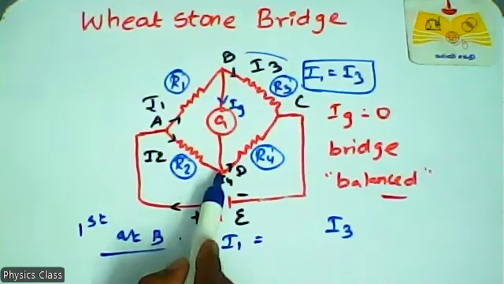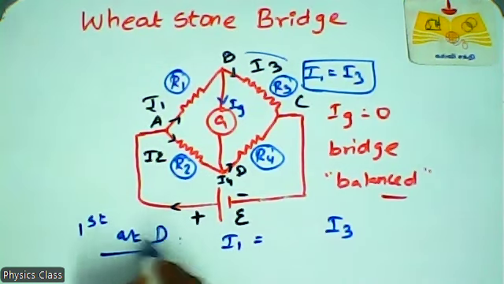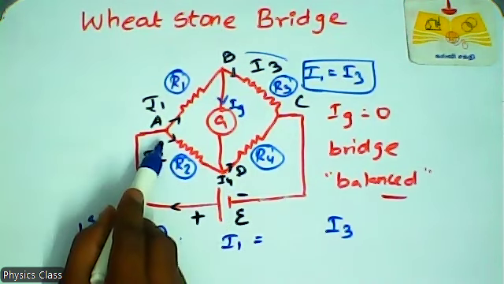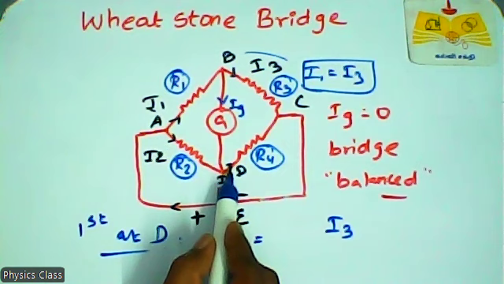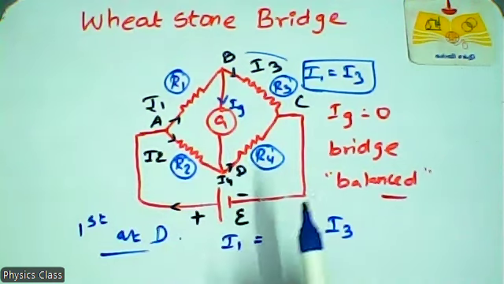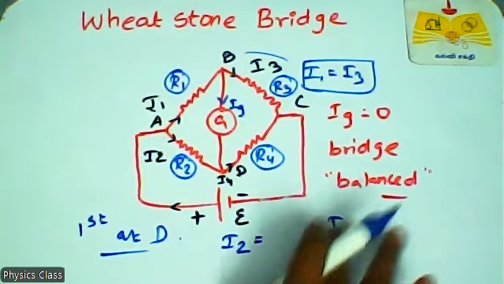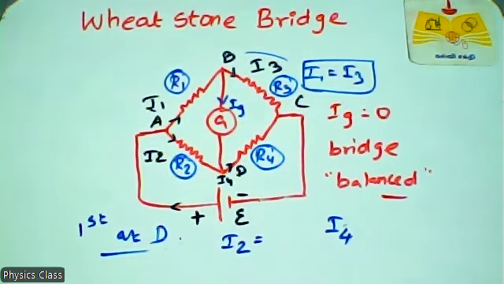Again applying Kirchhoff's first rule at junction D. The current entering the junction is I2, the current leaving is I4, and Ig is also there, but Ig is equal to 0. So we just put I2 and I4 only. I2 entering, I4 leaving, so those currents must be equal. Now we have to apply Kirchhoff's loop rule.